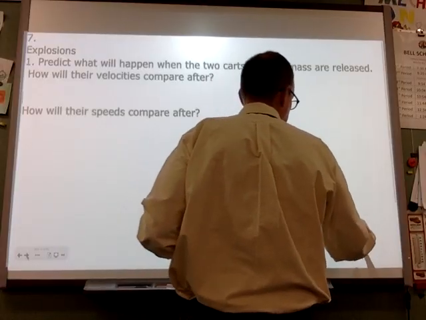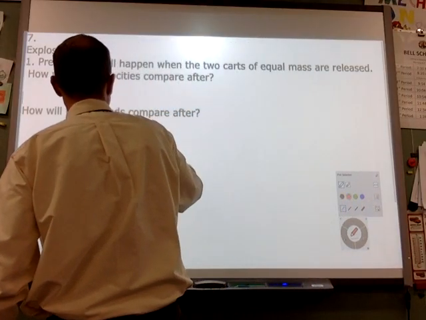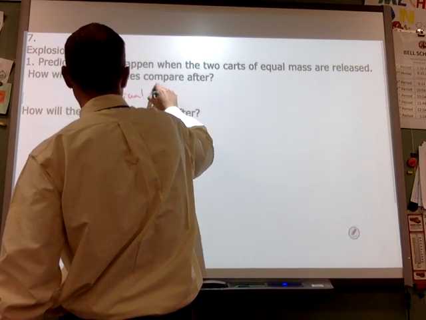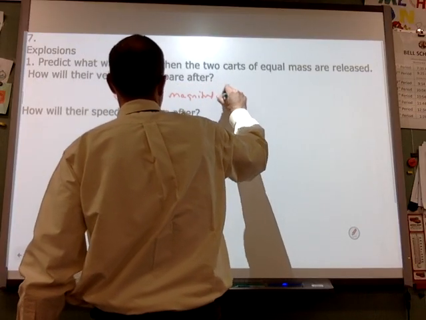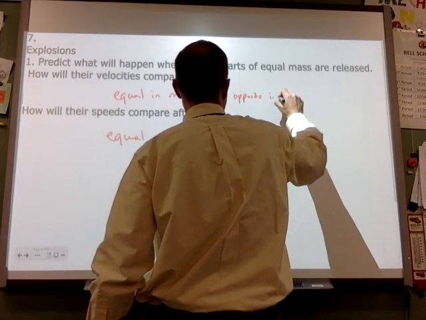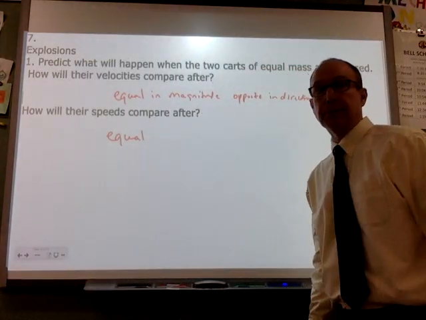So their speeds should have been equal because they have the same mass. The velocities will be equal only in magnitude. And they end up being opposite in direction.